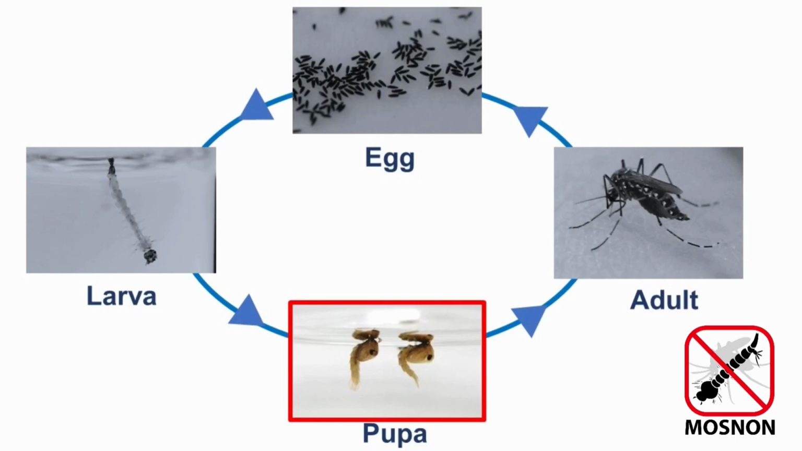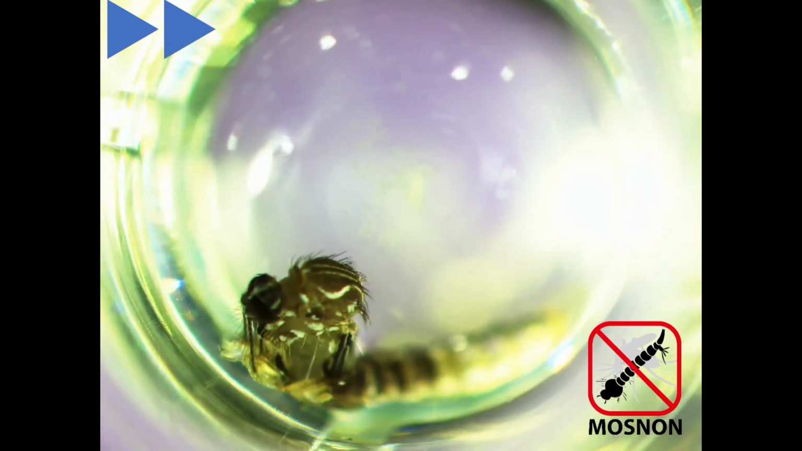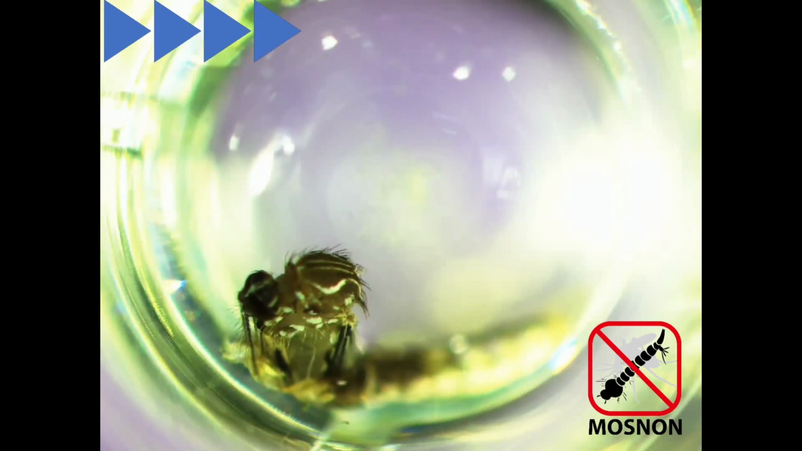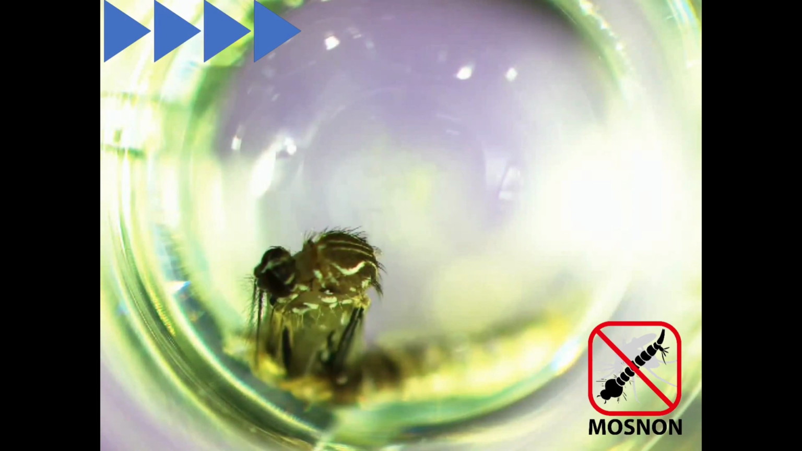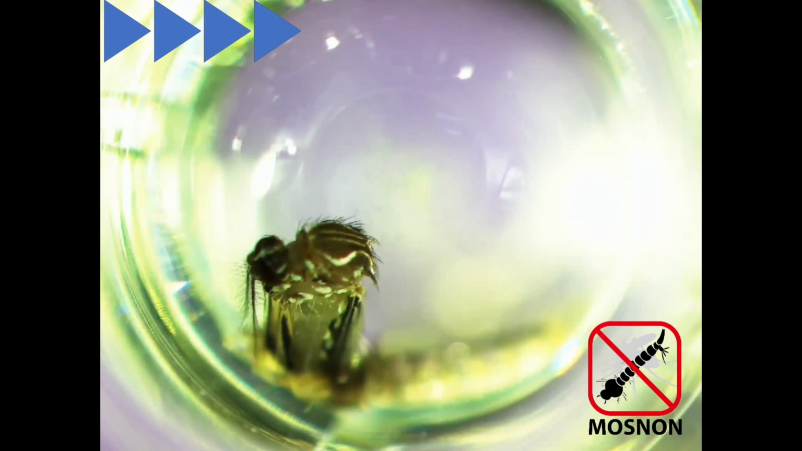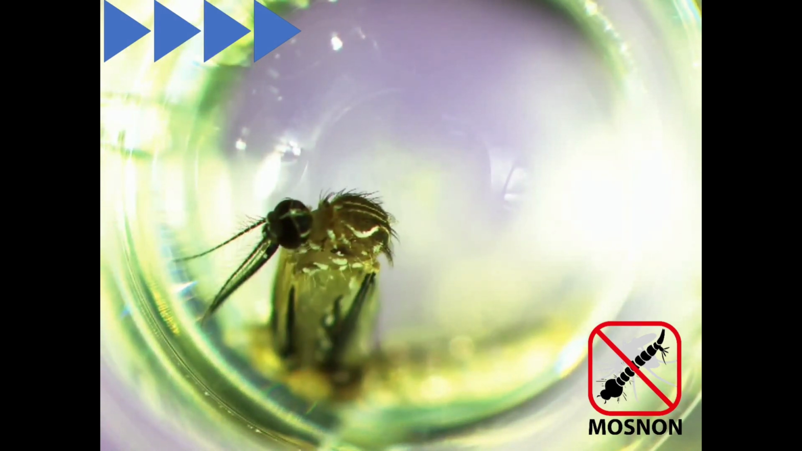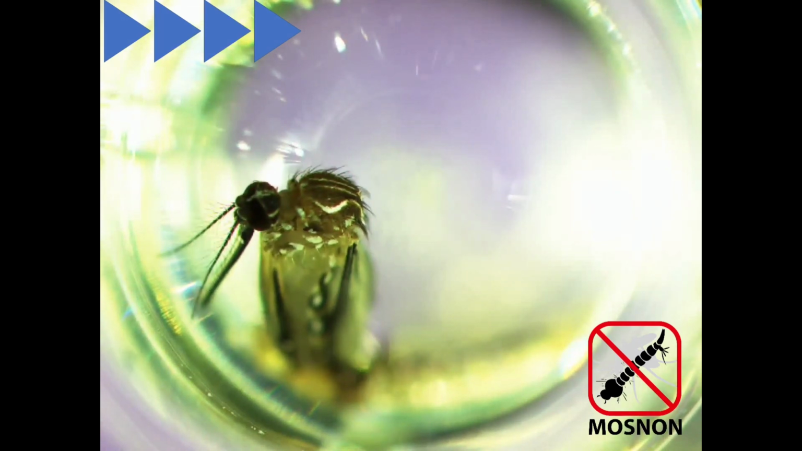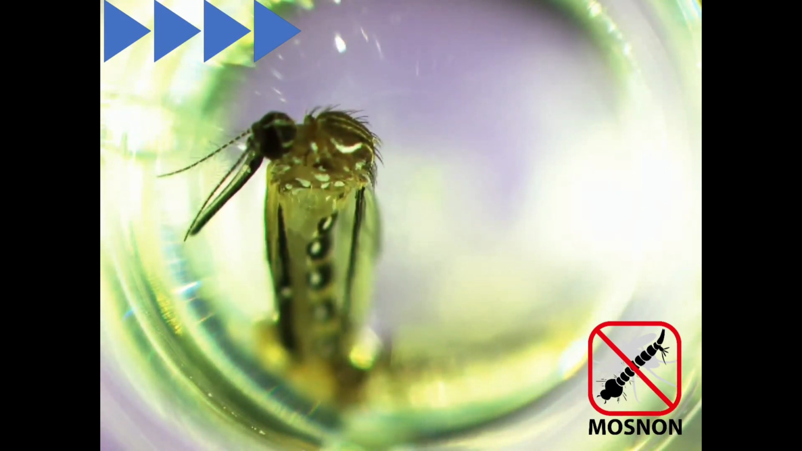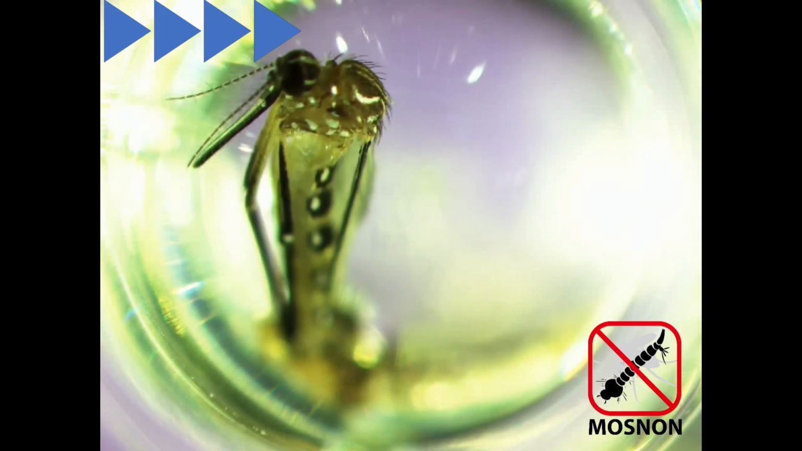Now let us talk about the average lifespan range of mosquito. On average, the lifespan of a mosquito typically ranges from a few weeks to a few months. However, it is important to note that the lifespan can vary depending on factors such as species, environmental conditions, and availability of resources. Male mosquitoes generally have shorter lifespans compared to females.